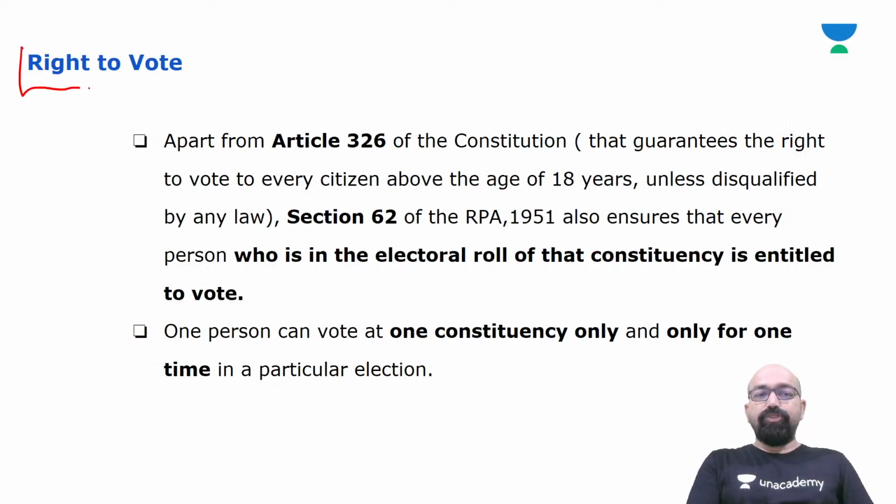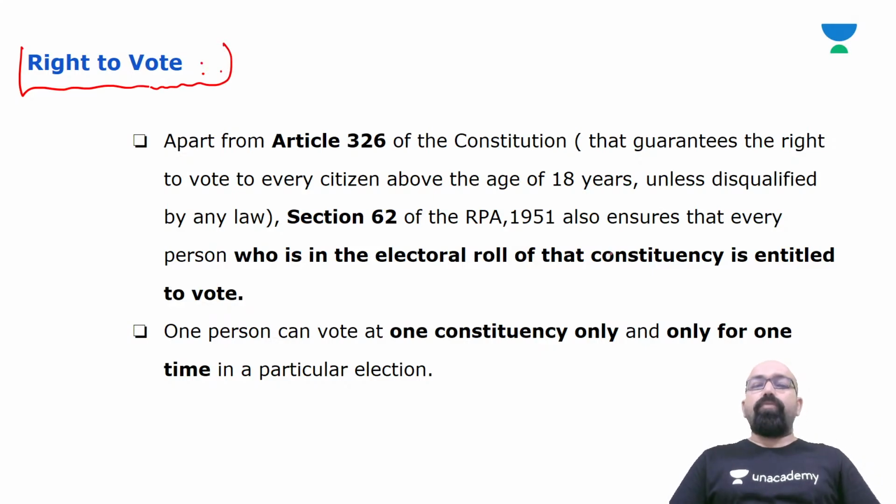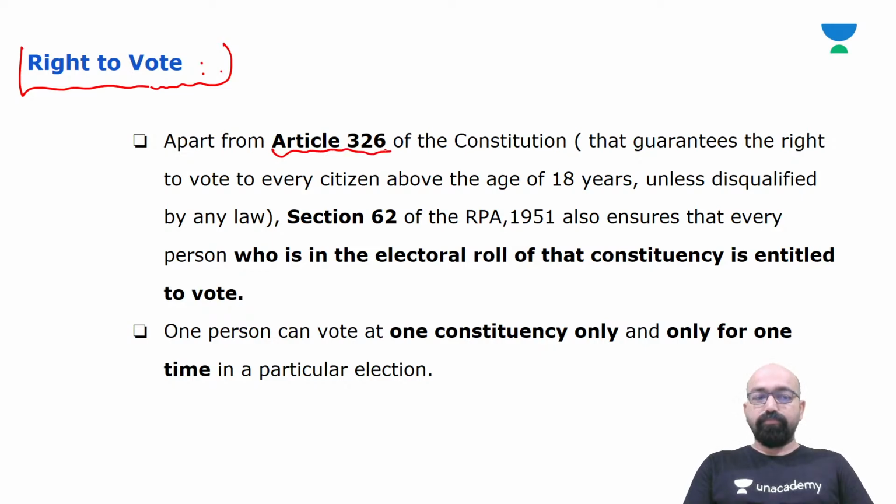Then, right to vote. Apart from Article 326 of the Constitution, Section 62 of the RPA 1951 also ensures that every person who is on the electoral roll of that constituency is entitled to vote.